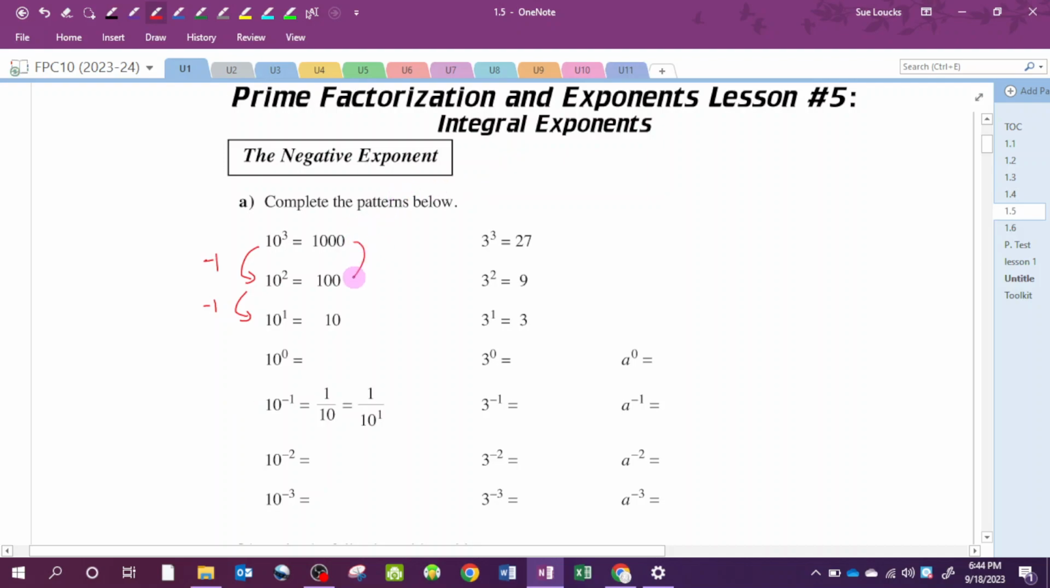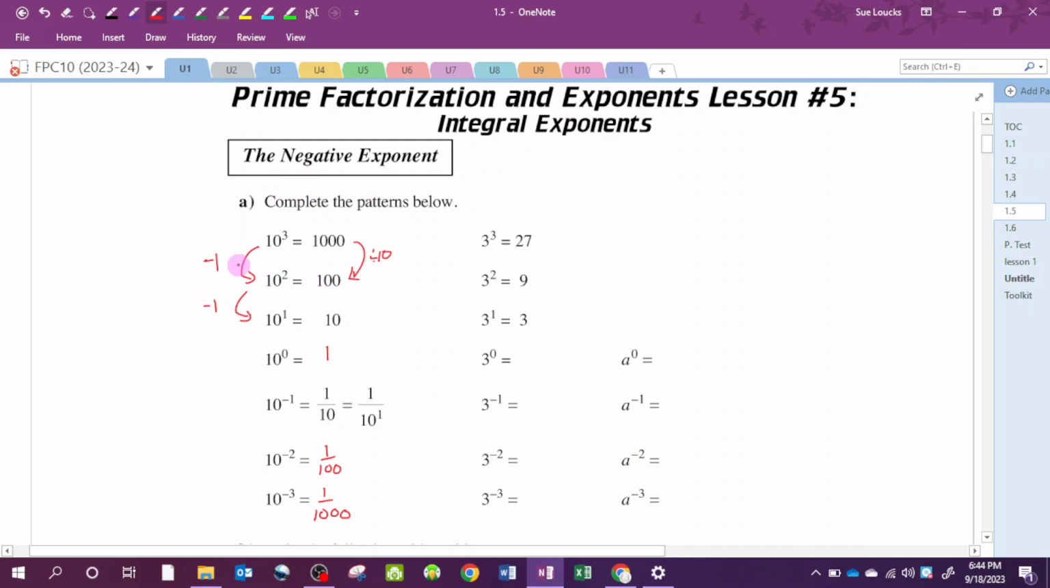And on this side, I'm dividing by 10. So I divide by 10, I get 100. If I divide by 10, I get 1. If I divide by 10, I get 1 over 10. I divide that by 10, I get 1 over 100. And I divide that by 10, I get 1 over 1000. So far, so good, right?